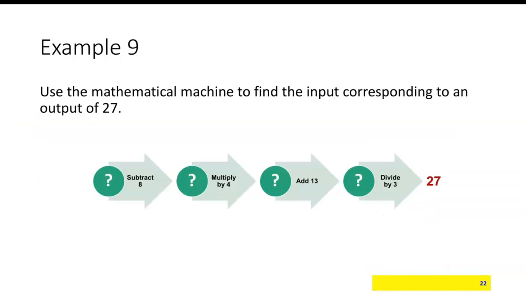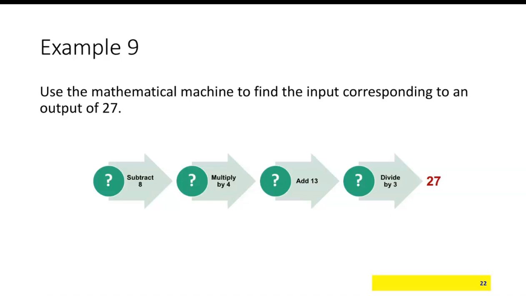Let's use this mathematical machine to find the input corresponding to an output of 27. So I start with a number. I'm on the far left. I would subtract 8, then multiply by 4, then add 13, then divide by 3, and I end up with 27.